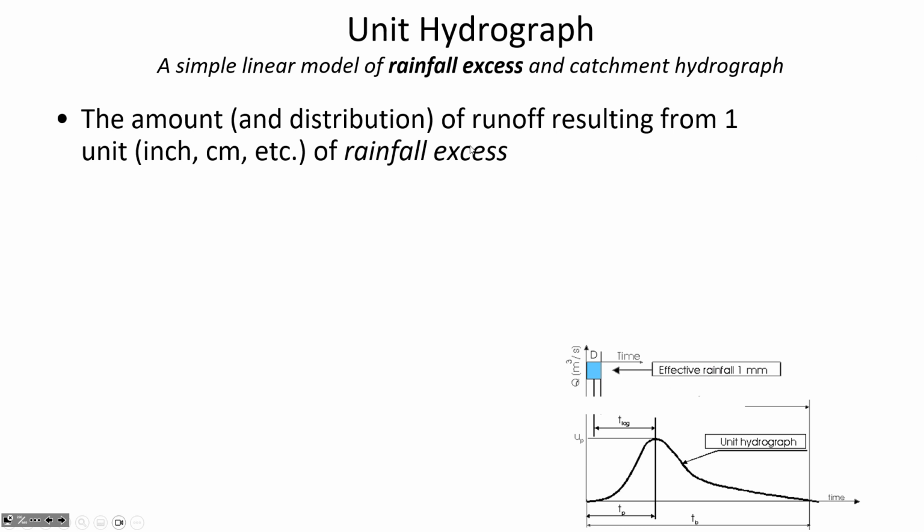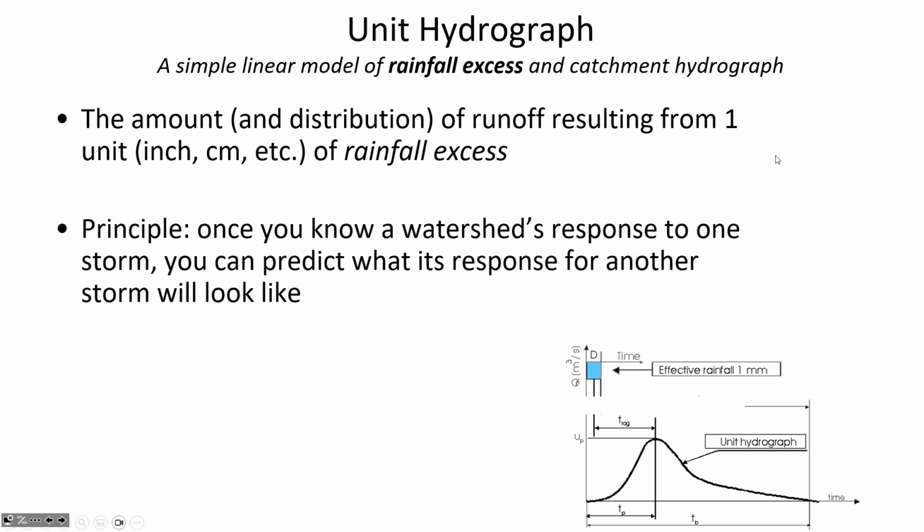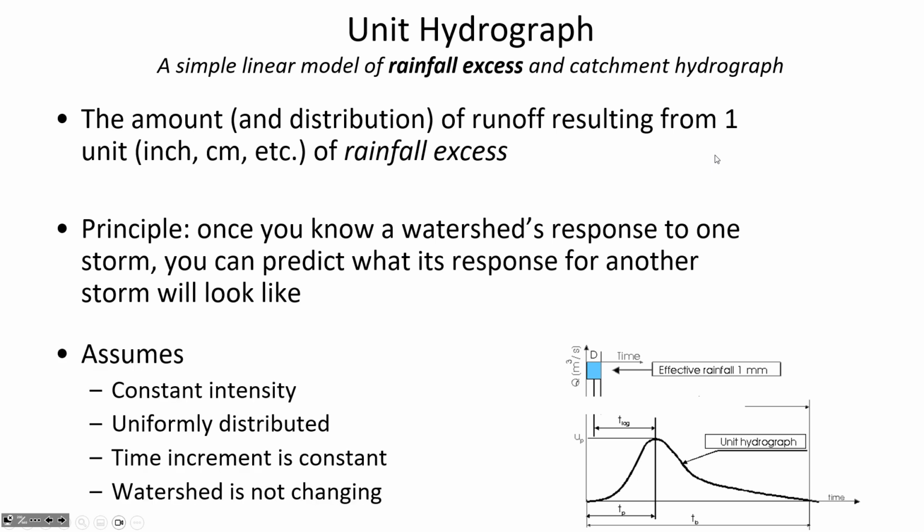But the starting point is a certain time and a certain known effective rainfall, which is just another word for rainfall excess. It's not that there's an inch of rain, but it's an inch of rain after all of the other abstractions have been satisfied. And so the principle is that we can extrapolate other storms that we're interested in based on the one that we do know the response from.